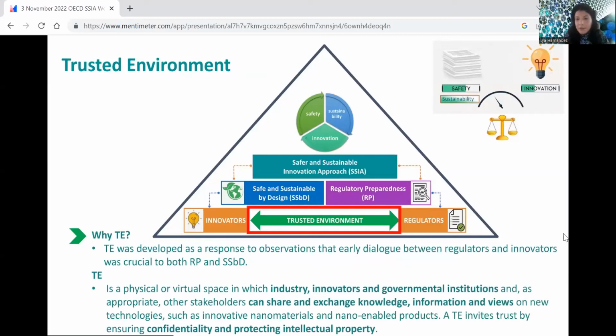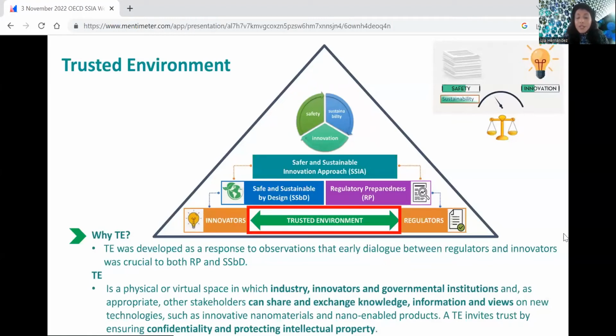And here, a trusted environment plays a significant role, because the trusted environment was developed as a response to observations that this early dialogue between regulators and innovators was crucial to regulatory preparedness and safe and sustainable by design. And you see it in fast-developing fields of innovation, such as AI or the financial sector. You see these regulatory sandboxes. Another example is the European Medicines Agency. They have the Innovation Task Force, a place where this early dialogue can take place, so that both industry and regulators are prepared for emerging challenges.